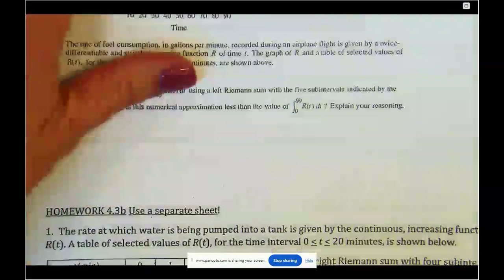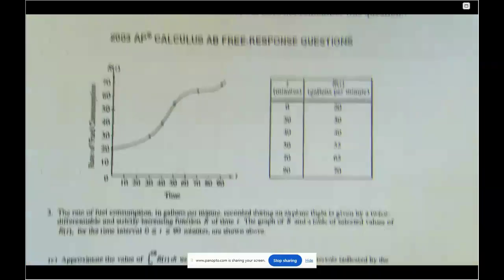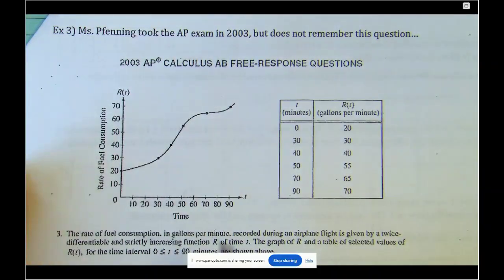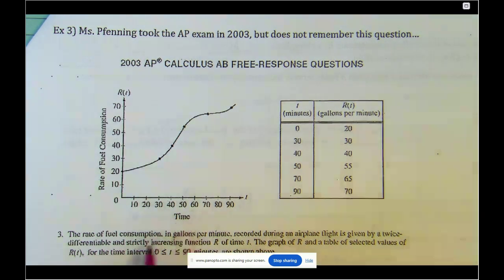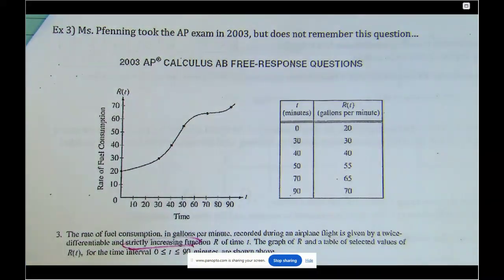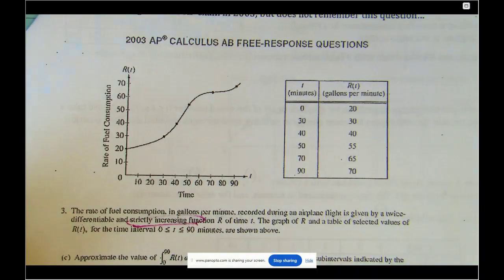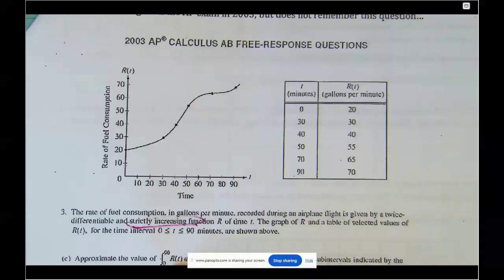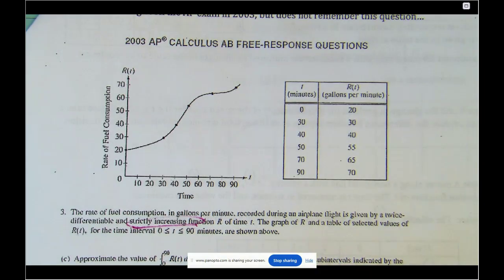Also a free response, this one from 2003. We'll try that. It says the rate of fuel consumption in gallons per minute recorded during an airplane flight is given by a twice differentiable and strictly increasing function R of time t. Blah blah blah. I want you to find the integral from 0 to 90 with 5 subintervals indicated by the data in the table. That just means use the stuff in the table.